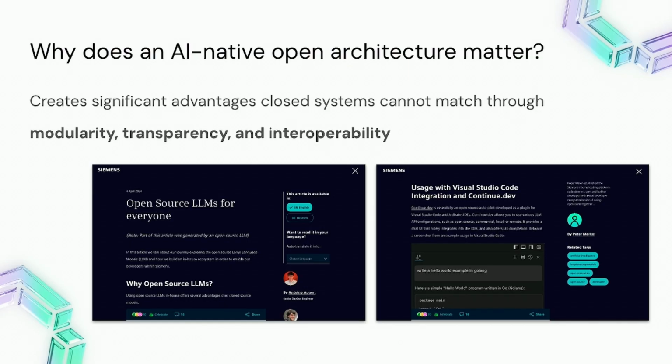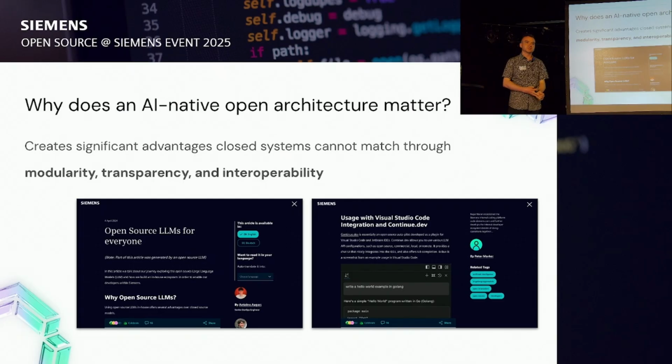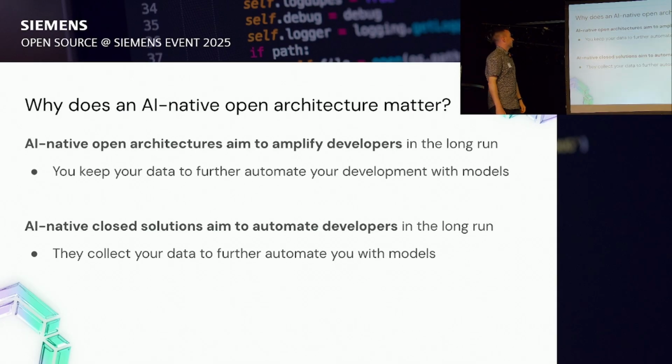So I'm probably speaking to the people who already know and are teaching me, but I think the modularity, the transparency, and the interoperability are superior. And then if that doesn't convince you, right, then I think the open architecture is our way of amplifying ourselves as developers. So if you're keeping your data, you have the opportunity to further automate your development with models.